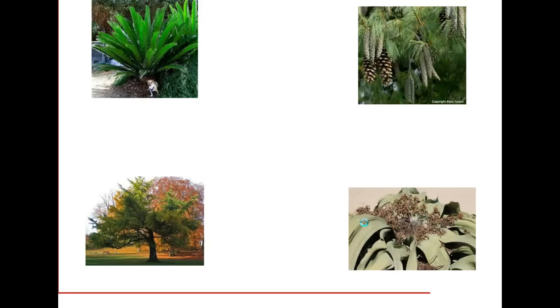Now, I pulled up some pictures of different types of gymnosperms. The first one is called a cycad, and that's this one right there. And oftentimes they look like palm trees. So they have a very tropical feel to them. And they are actually located in tropical areas. Okay, so the cycads are found in tropical areas. They oftentimes look like palm trees.